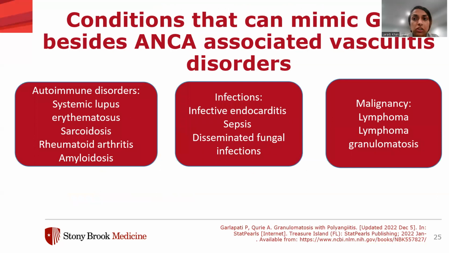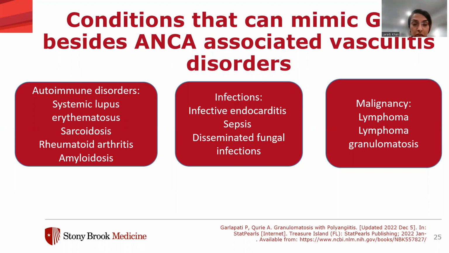So these are just some conditions that can mimic GPA besides the ANCA associated vasculitis disorders that we talked about. So you have the autoimmune disorders like SLE or rheumatoid arthritis. You can also have infections that mimic GPA, such as sepsis or infective endocarditis. There could also be malignancies that mimic GPA, such as lymphoma.